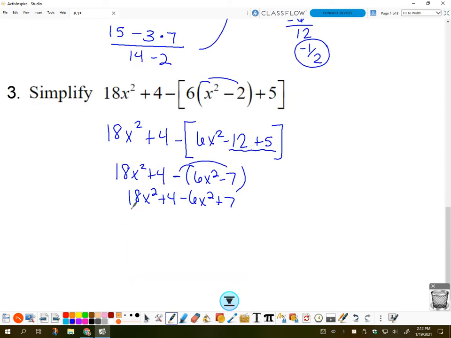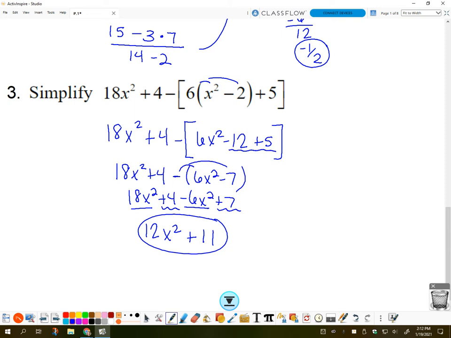All right, now it's a matter of combining some like terms again. So 18 minus 6 gives me 12x squared. And 4 plus 7 gives me, what is that, 12? No, 11. 11, sorry.